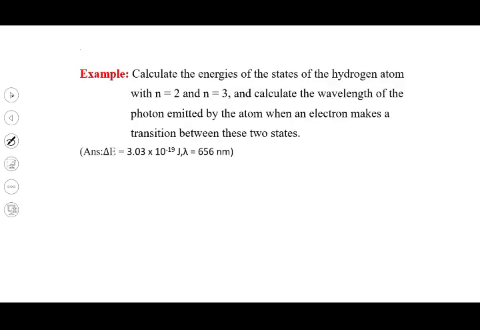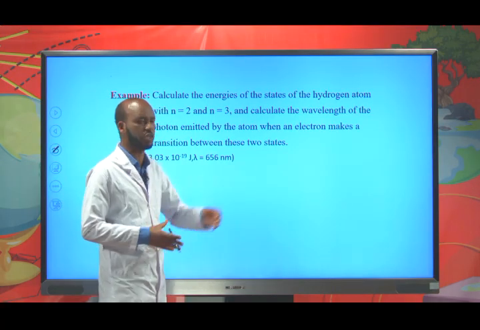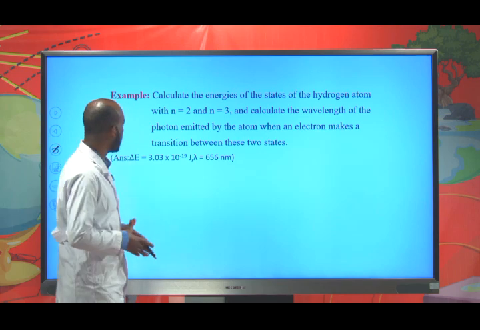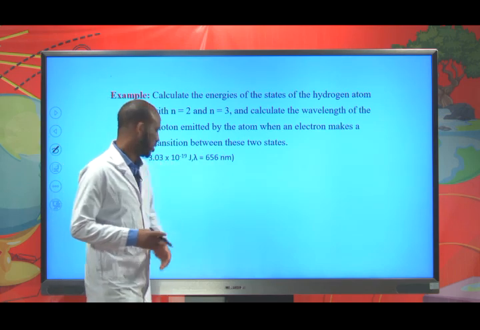Example: calculate the energies of the states of the hydrogen atom with n equals 2 and n equals 3, and calculate the wavelength of a photon emitted by the atom when an electron makes a transition between these two states. Solution.